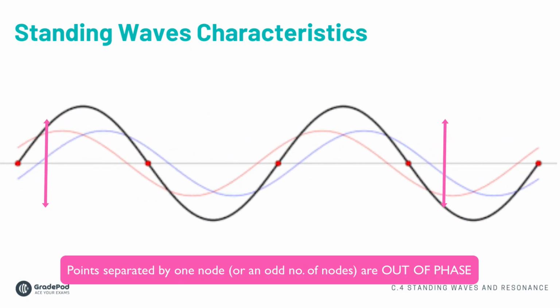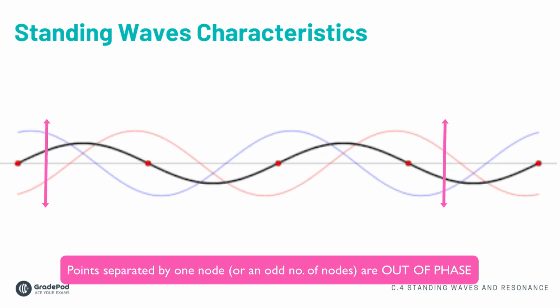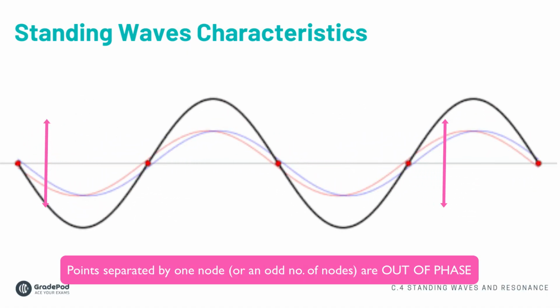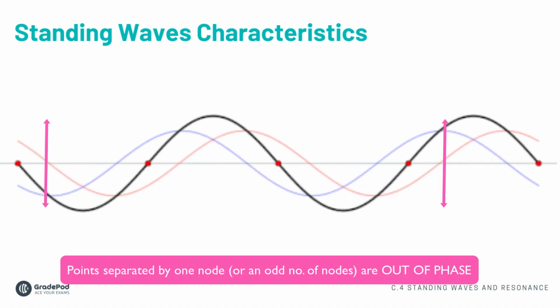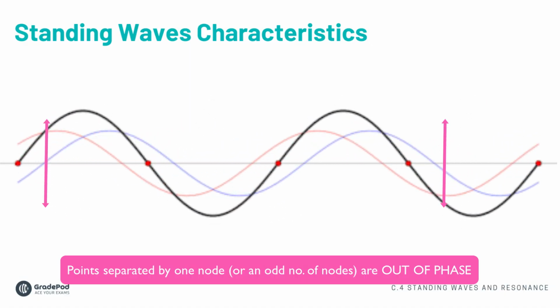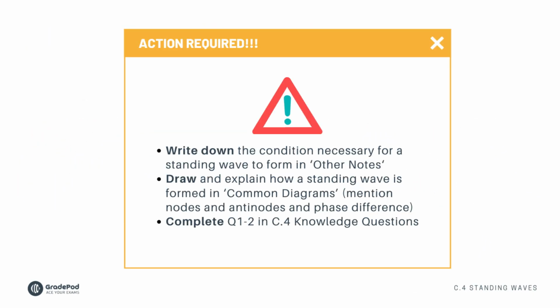So it's important to remember that if points on the standing wave are separated by 0 nodes or an even number of nodes, then they are in phase. And if the points are separated by 1 node or an odd number of nodes, then those particles are out of phase.